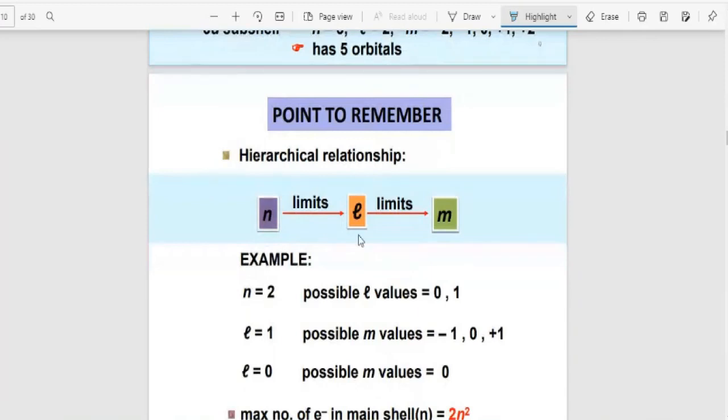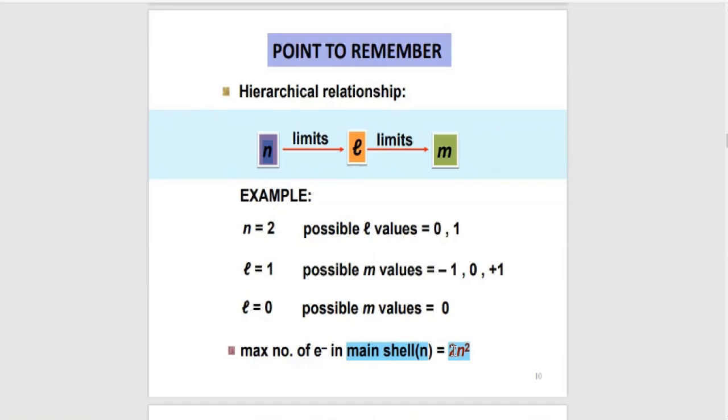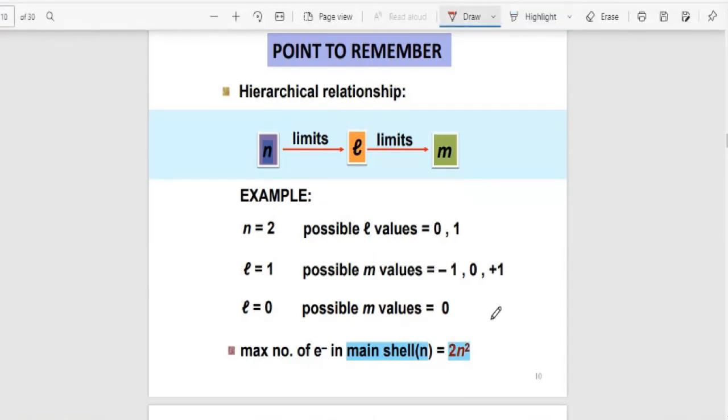N controls L, L controls M. If we want to know the maximum number of electrons in the main shell, it refers to N, so we are using 2N squared. For example, N equals 2. Okay, 2 squared times 2 is 8. Why is there 8?